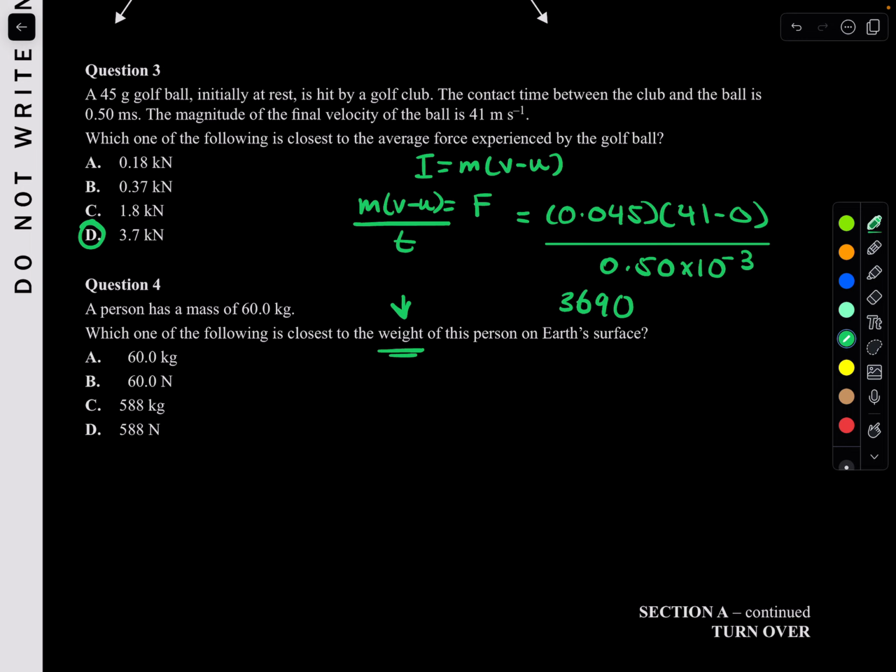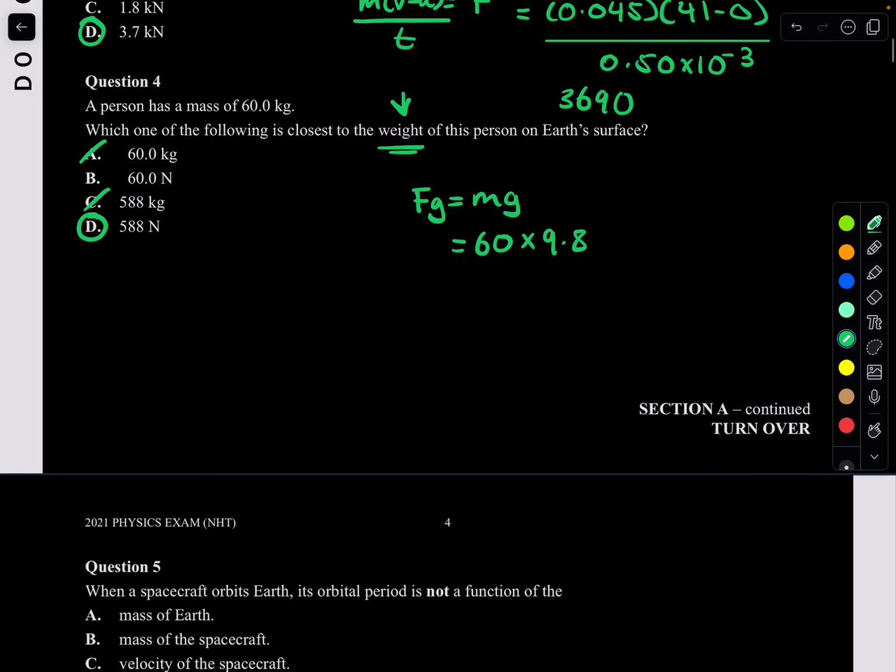So having a look at the answers, there's some in kilograms, so take those out. We know that weight is just the force of gravity, which is mg. What's the mass? It's 60, times, on Earth, g is 9.8, and that's going to give you your force. So times 9.8, 588 newtons, which is D.